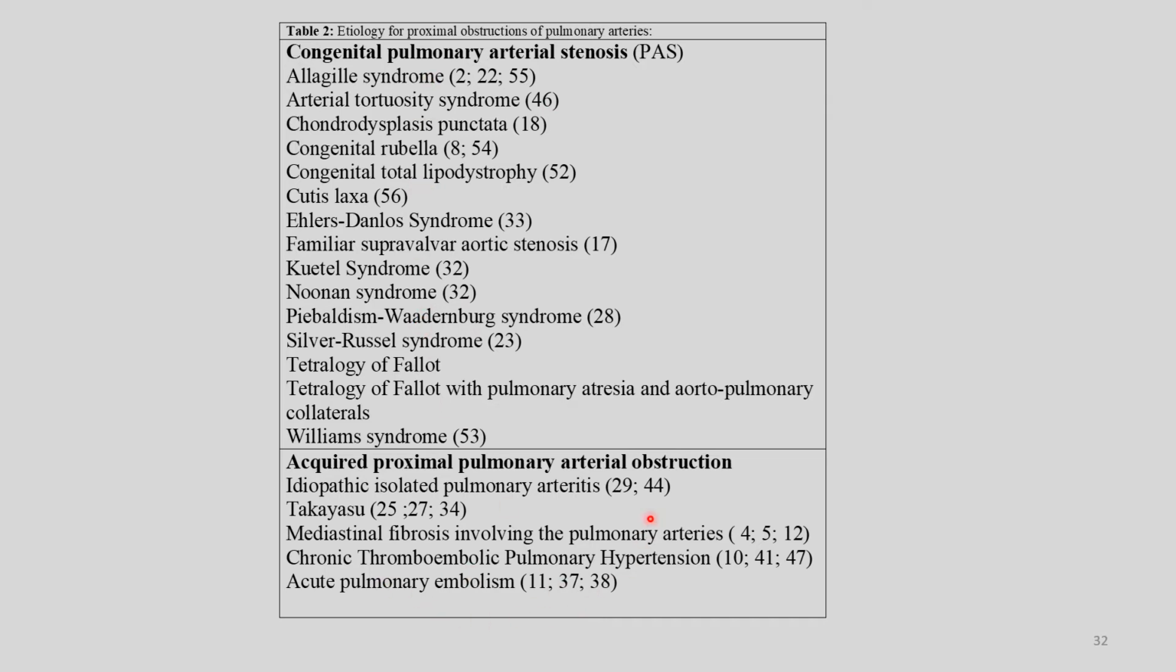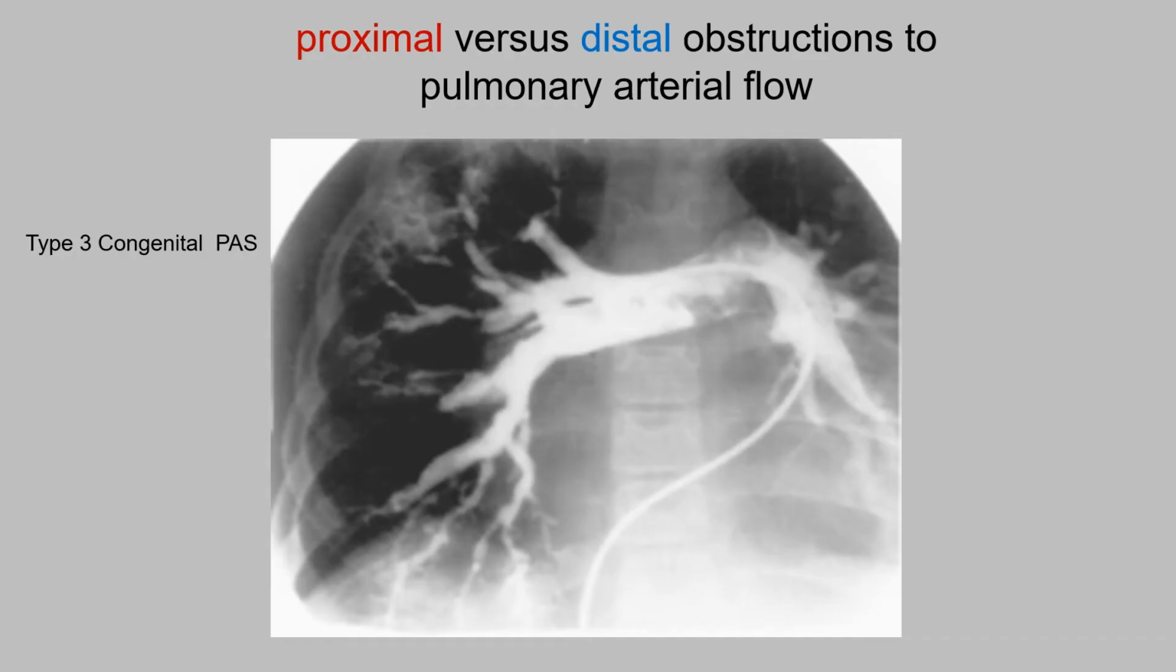So these are causes of congenital pulmonary arterial stenosis: many diseases, Williams syndrome, Alagille disease, and others. And you also have acquired obstruction of the proximal pulmonary arterial flow. I already mentioned chronic thromboembolic pulmonary hypertension and acute pulmonary embolism, but you could have mediastinal fibrosis involving the pulmonary arteries and constricting them. And you may have Takayasu and idiopathic isolated pulmonary arteritis, among other causes.